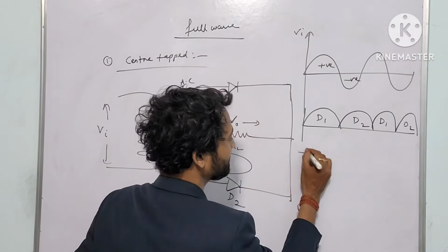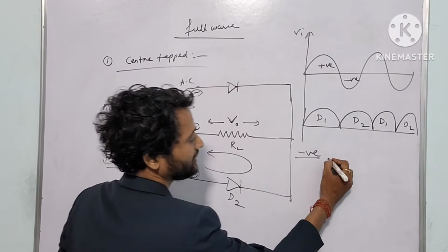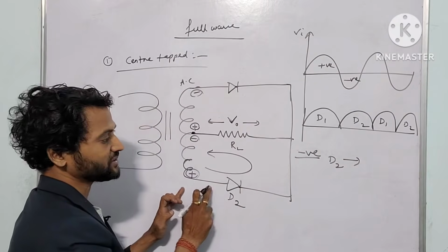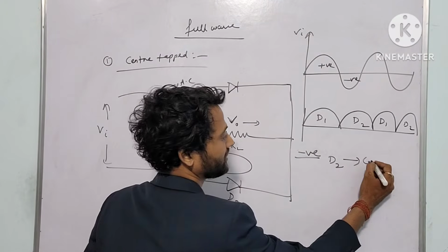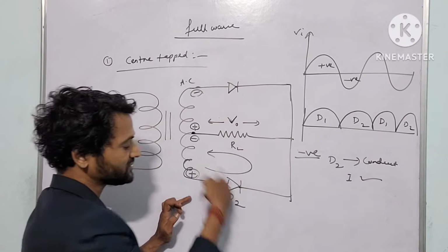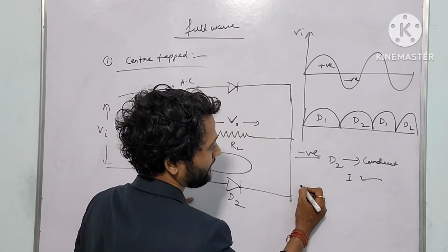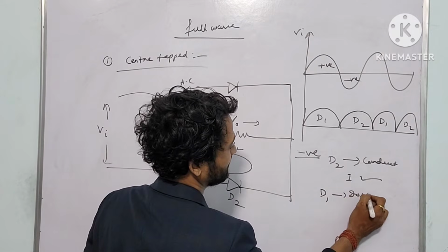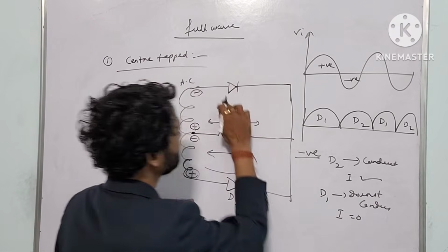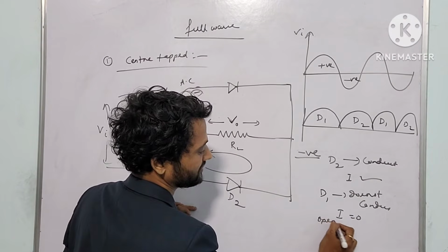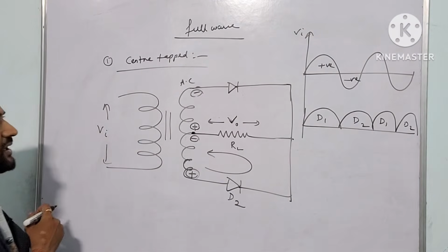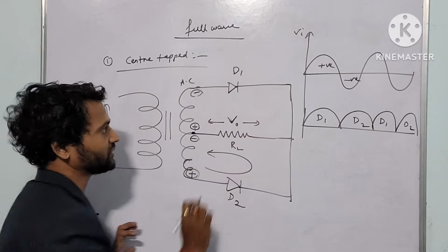But during negative half cycle, what will happen? D2 conducts, because this has become positive, right? Positive is connected to D2, so D2 conducts. If D2 conducts, then current can flow through the load resistance, right? And D1 does not conduct, so current will be zero here. So D1 will act as open circuit here. So again I repeat, this is D1 and D2.